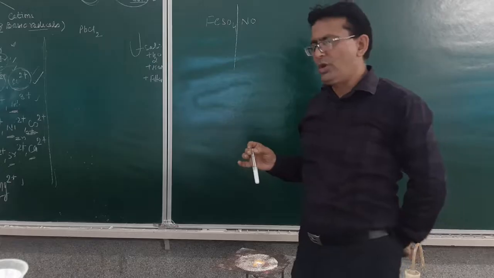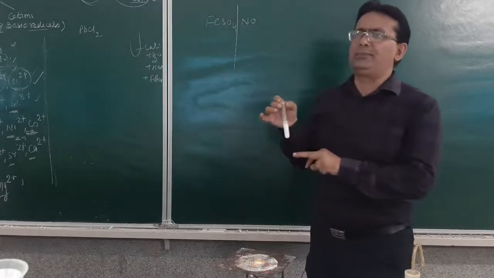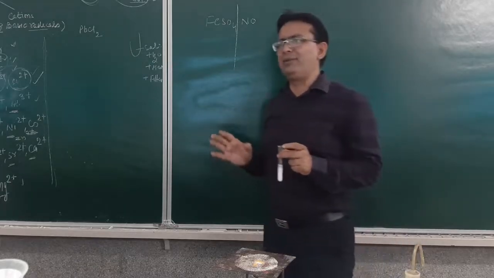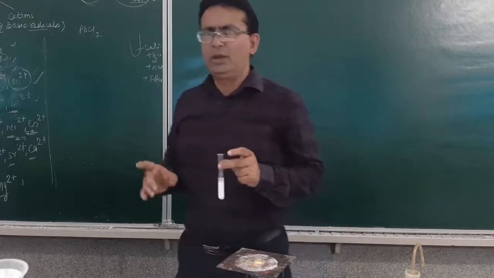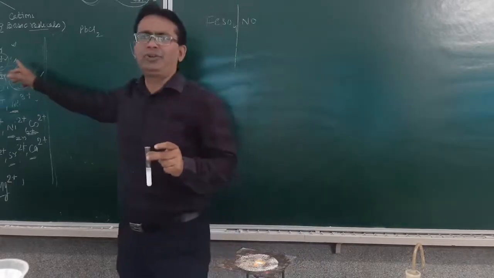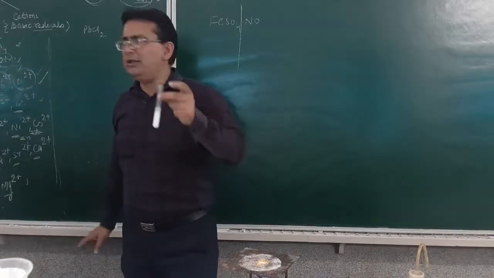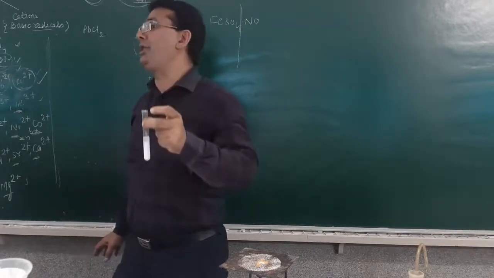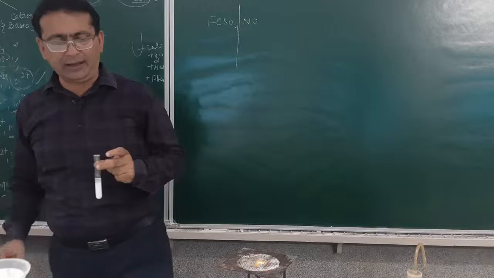Am I clear? The observation of the white color precipitate indicates the presence of group number 1. Now, in group number 1, what is present? Which cation? A lead ion. So I need to carry out the confirmatory test of lead. How will I carry it out?